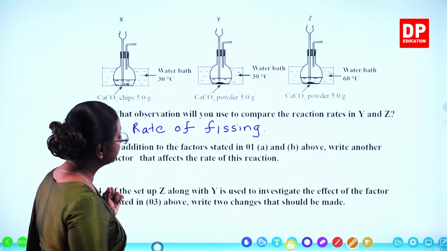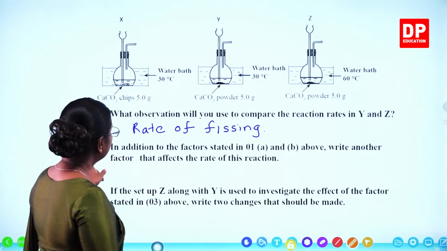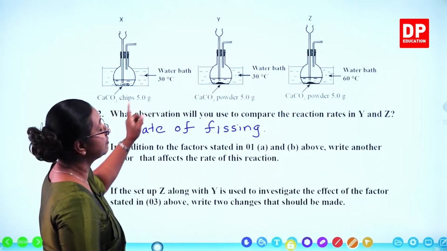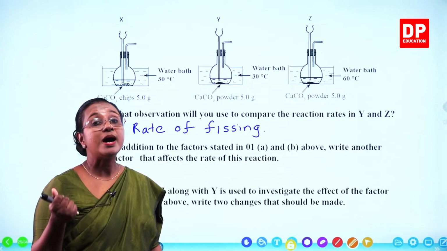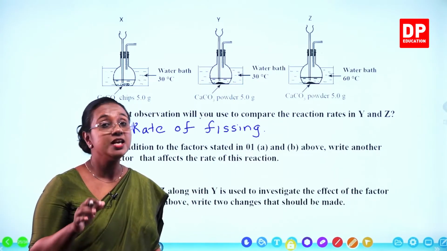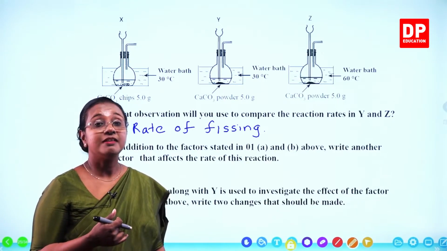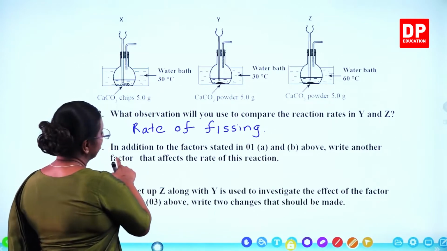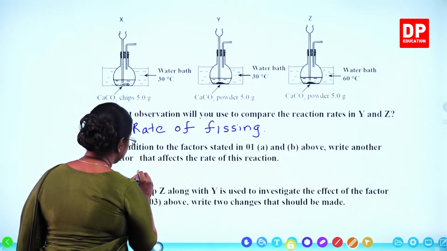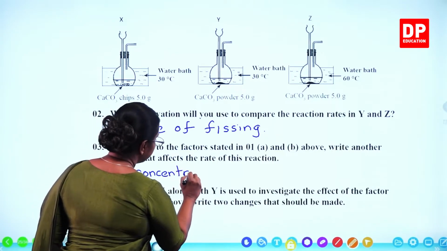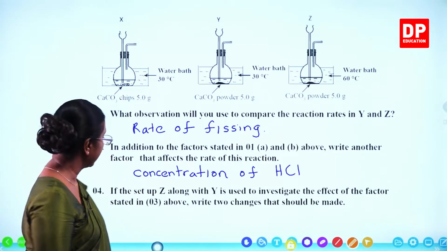In addition to the factors stated in 1A and B above, write another factor that affects the rate of this reaction. So in A and B, if you can remember, A was X and Y, it was the surface area of reactants. B, Y and Z, that was the temperature. So surface area, temperature. What is another factor? Here, of course, for this reaction, there is no catalyst, but by changing the concentration of hydrochloric acid, you can change the rate of reaction. So that is the next factor, that is concentration. Concentration of HCl, hydrochloric acid.